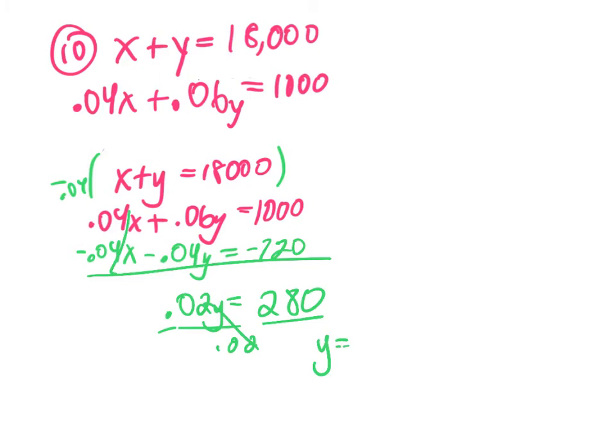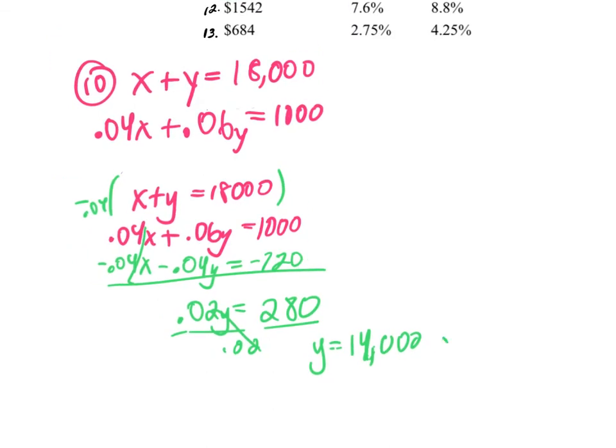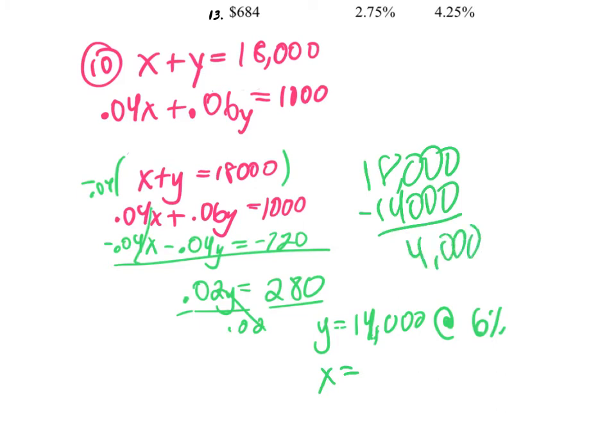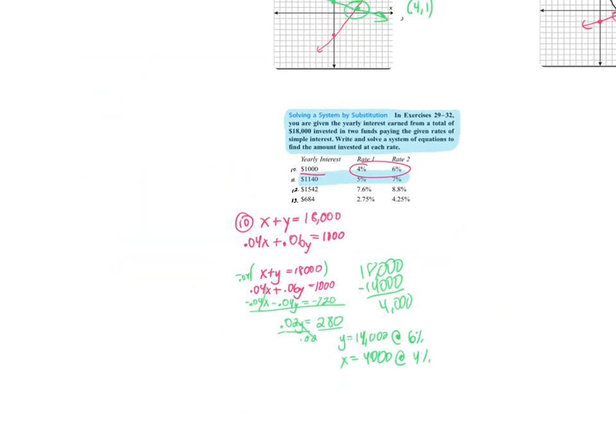And y equals $14,000. So you invested $14,000 at Y, we said was the 6%. So then to figure out what the X was, well, the total that you invested was $18,000 minus the $14,000 gives you $4,000 at 4%. Same thing goes for the rest of these.